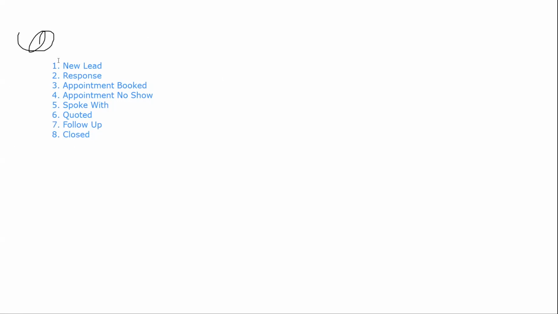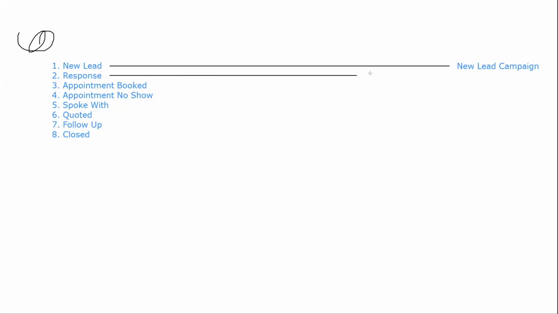And now that I have this mapped out, I've got an idea of what I want to send. So a new lead comes in, and we want to fire off the new lead campaign, right? You have a new lead campaign in your system already. I'm just going to use this as an example. And then I'm going to go through each stage and figure out what I want to happen at each point here, right? So new lead, then they respond.